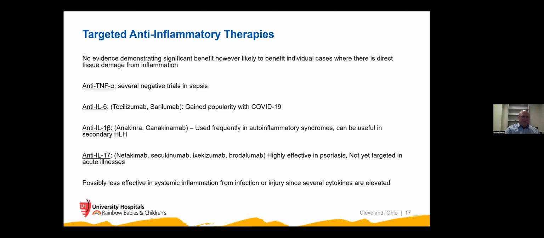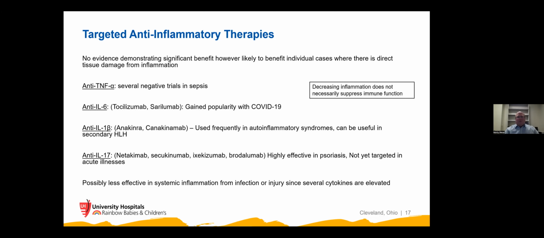IL-17, I think, is an interesting one, which is highly effective in psoriasis, but has never really been shown to have much effect in any other rheumatologic or autoimmune disease process. However, IL-17 is a very important molecule when it comes to inflammation systemically.